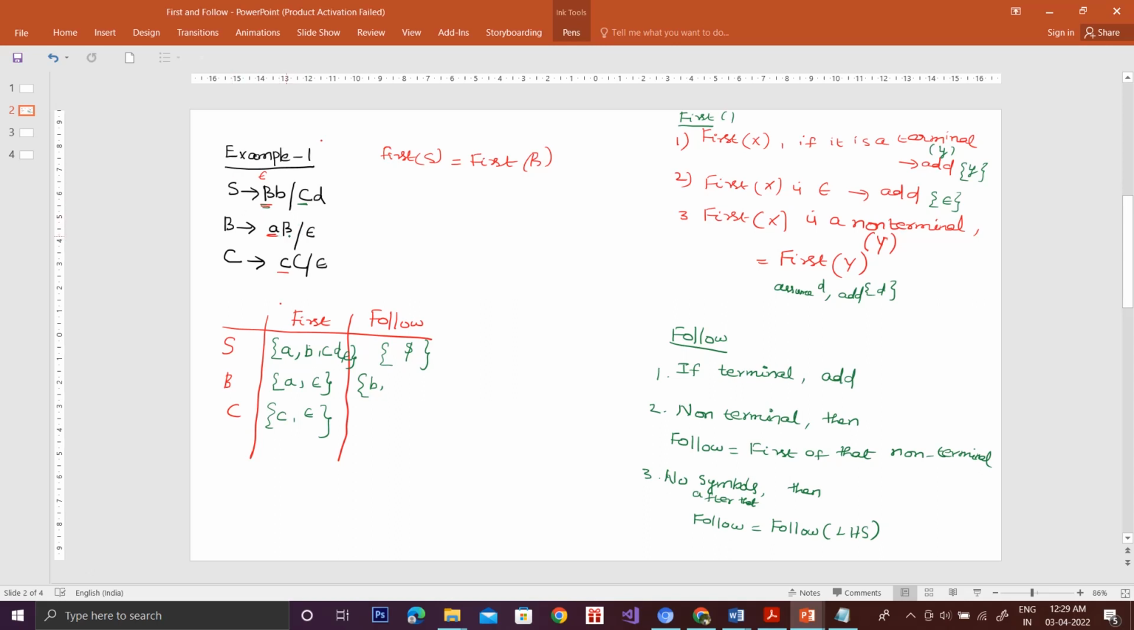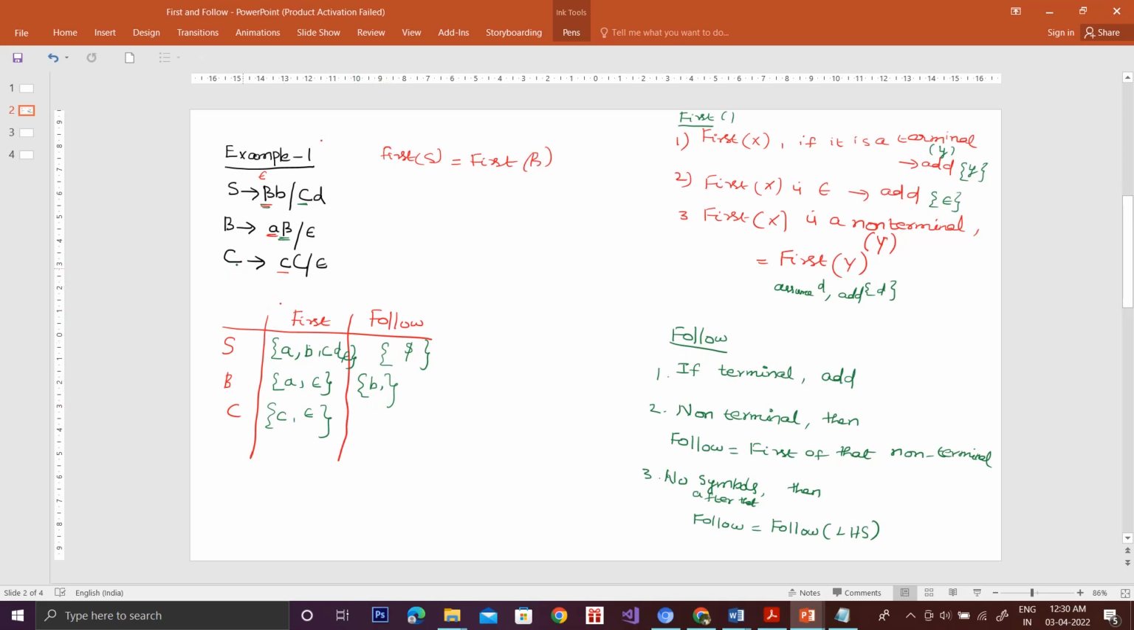And here actually we have B here. Since there is no symbol after this B, that is equal to follow of the LHS. What is follow of LHS? Follow of B itself. So follow of B is B, so only B will be there in follow of B.